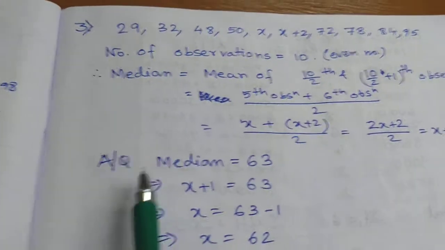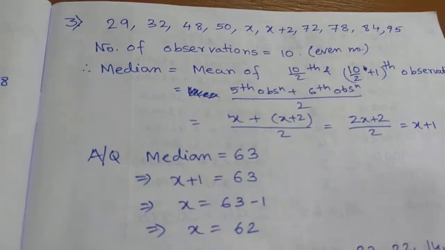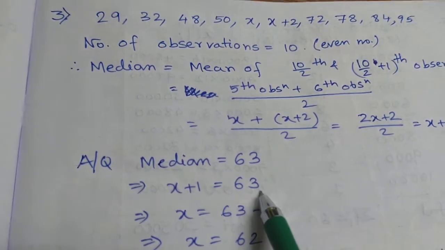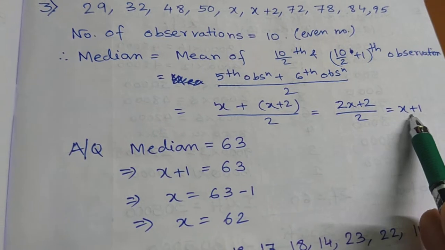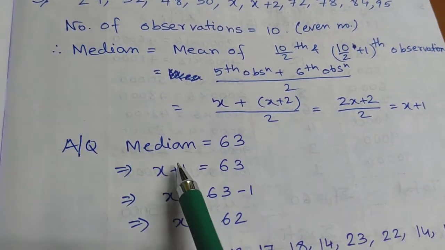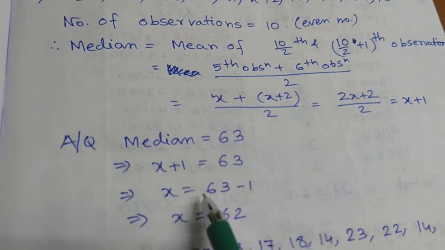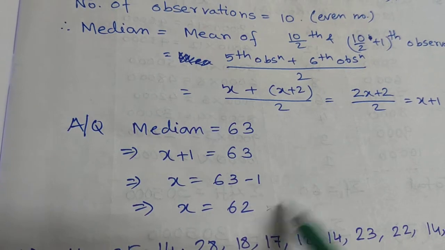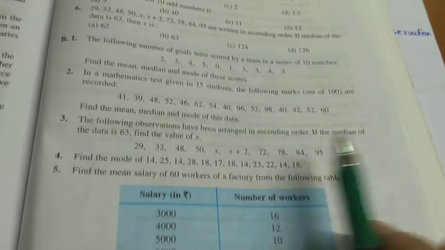Okay, and as per the question, what is the median given? That is 63, right? And here x plus 1 is the median we got. So x plus 1 will be equal to 63. If you take this 1 to the right side, it will be 63 minus 1, that is x equals 62. So that's our answer.